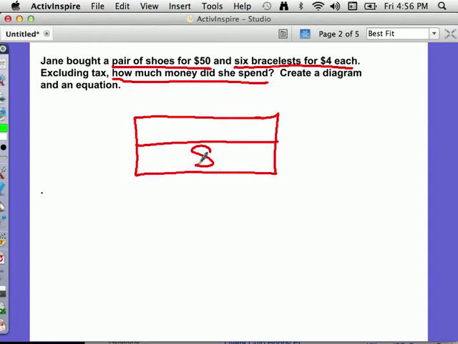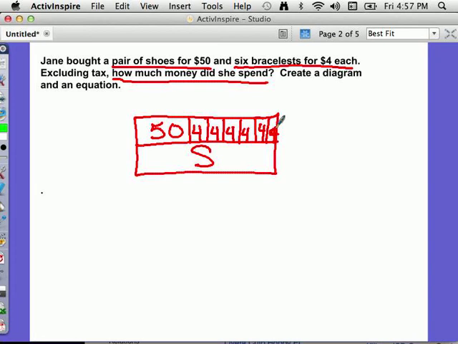Now, what do I know from the problem, Mr. Valentine? I know that she bought a pair of shoes for $50. Wow, $50, that's over half, isn't it? Yes, ma'am. However, we don't know. Now, and she also bought 6 bracelets at $4 each. Okay, here's a bracelet here. Bracelet. Running out of space, aren't I? Okay, so that's a 4.